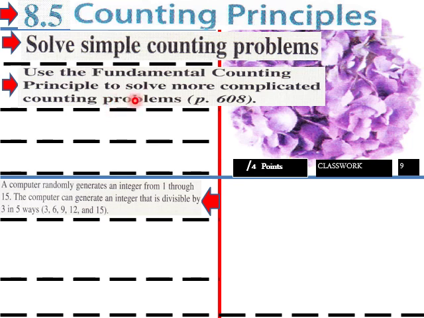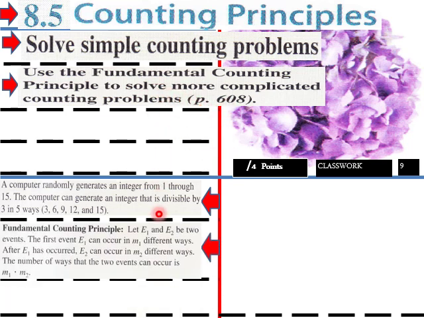And then using the fundamental counting principle to solve more complicated counting problems. So an example of that would be: let E1 and E2 be two events. The first event, E1, can occur in M1 different ways. After E1 has occurred, E2 can occur in M2 different ways. The number of ways that the two events can occur is M1 times M2. So that would be an example of a little bit more complicated counting problem than the first one.